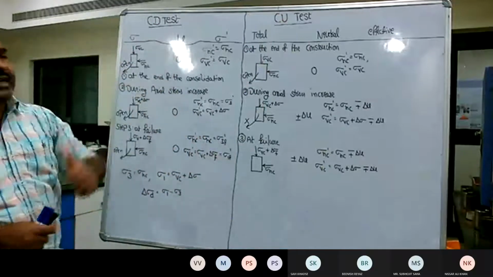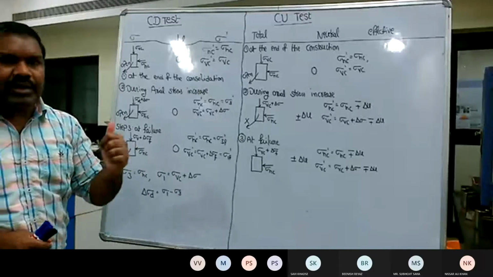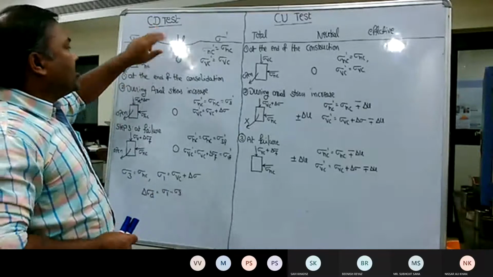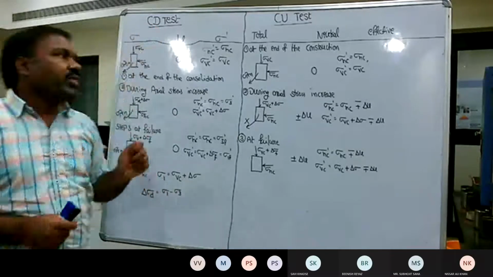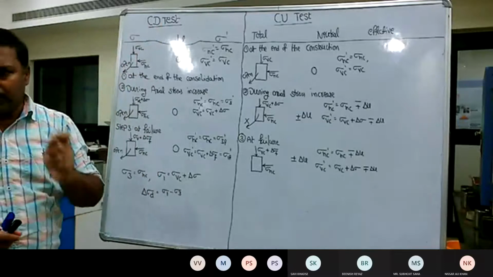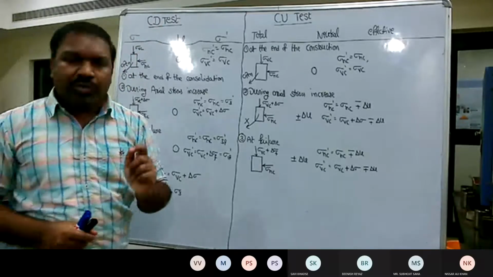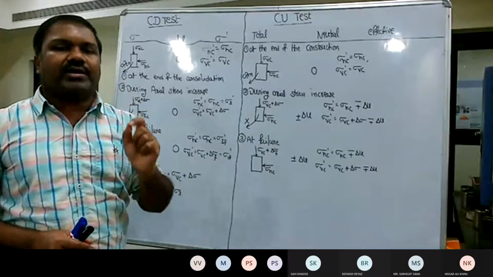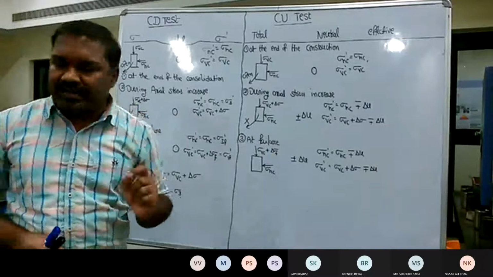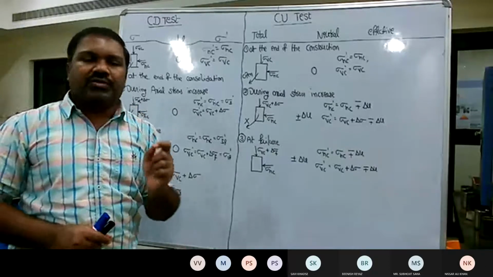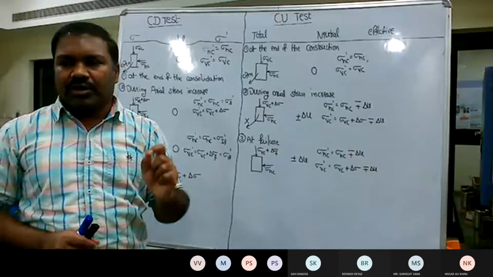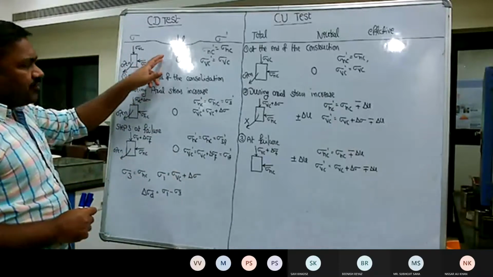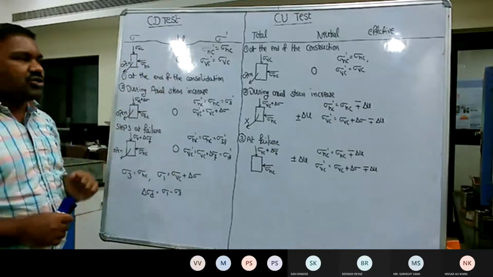So let us take the CD test, that is the consolidated drained test. Here there are two phases. Phase 1, or stage 1, is the consolidation, while phase 2, or stage 2, is the shearing stage. In the CD test, during both stage 1 and stage 2, the valve of the triaxial test is open so that there is no development of excess pore water pressure within the soil sample.